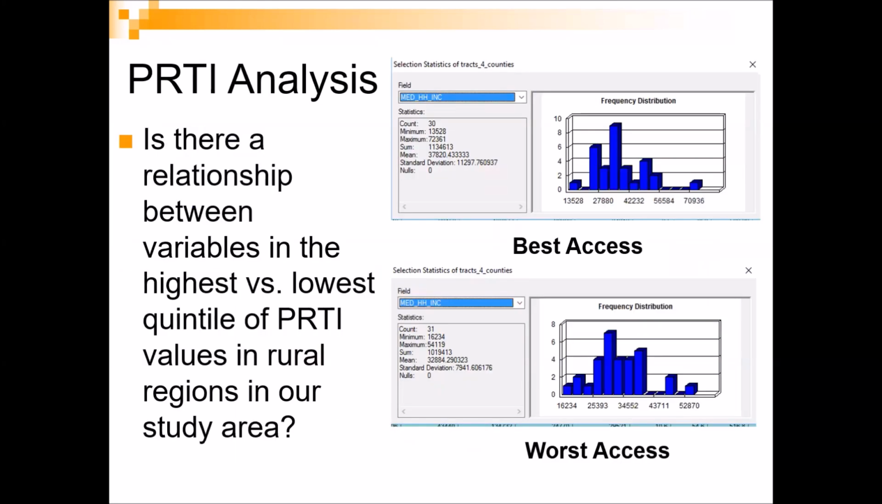When we look at the better access, we can see the median household income for the people in green is $37,000. The people in red is $33,000. They're more. Now, is it that much more, enough for me to say it's statistically more? Maybe. It's getting close. We'll see.